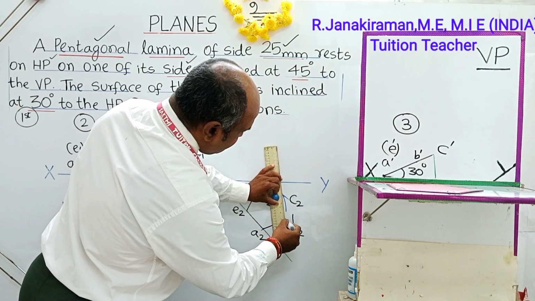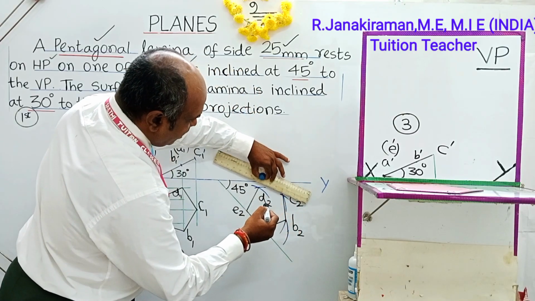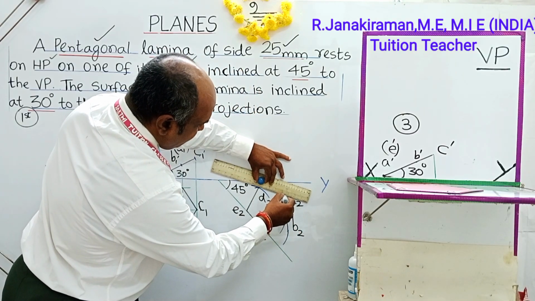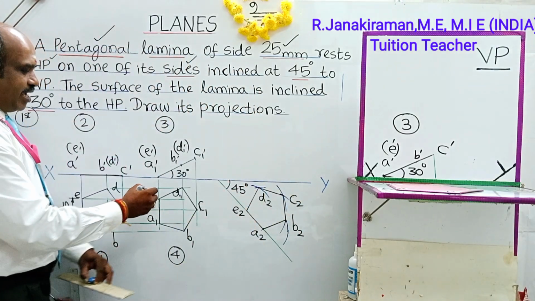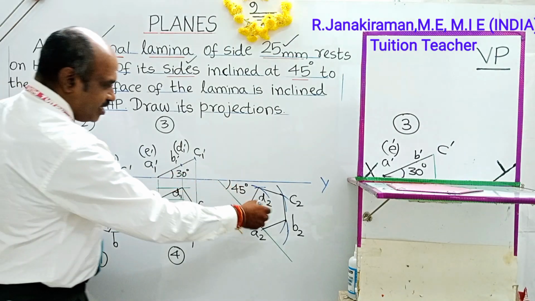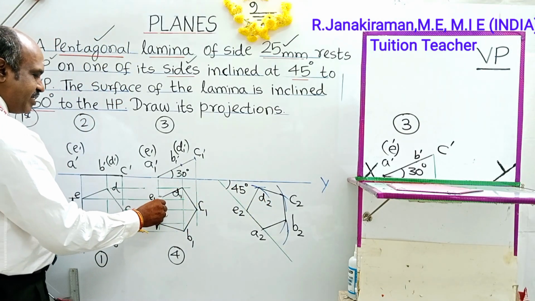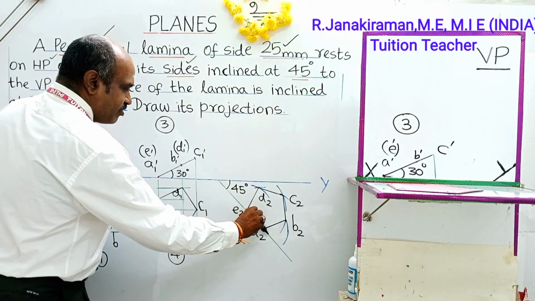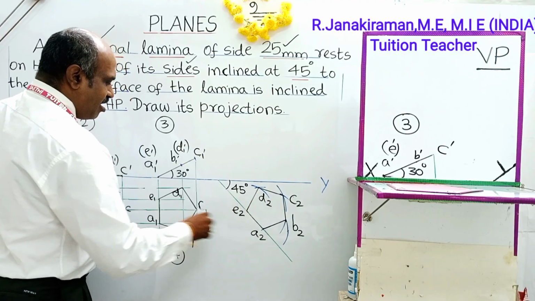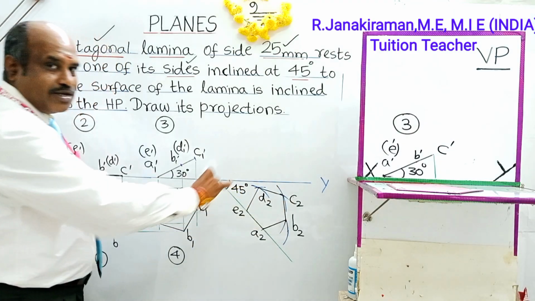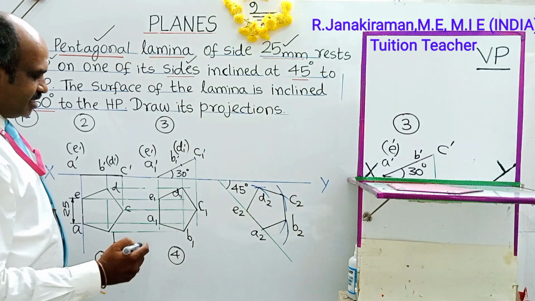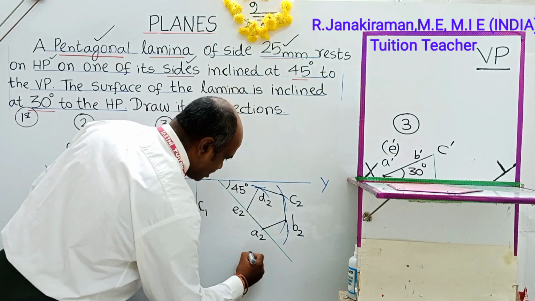The same diagram is copy pasted. Inclined to an angle of 45 degree to the VP. The same shape, same size will be there. Instead of AE being vertical, it is inclined to 45 degree to the VP. So correspondingly, all other edges will also be turned. The orientation changes. This is our fifth diagram completed.